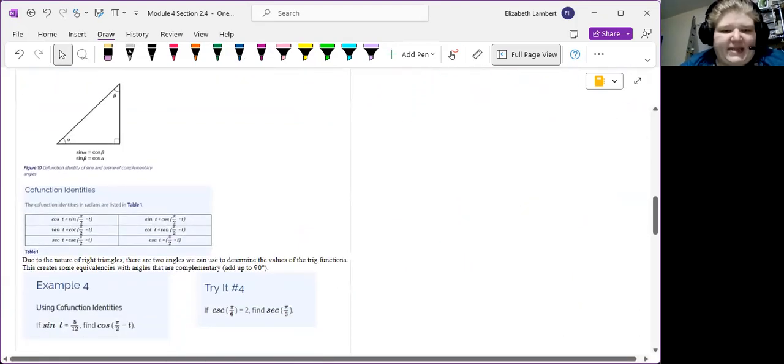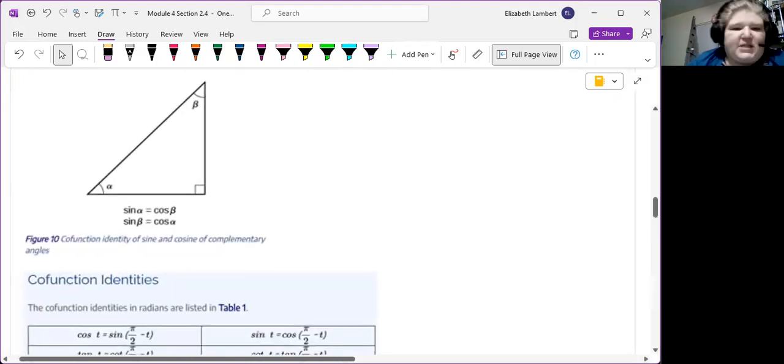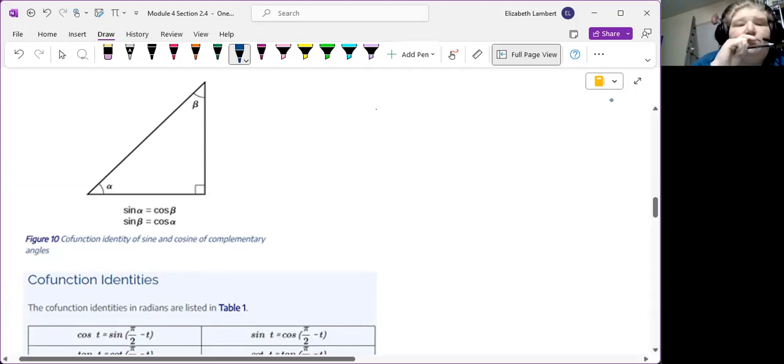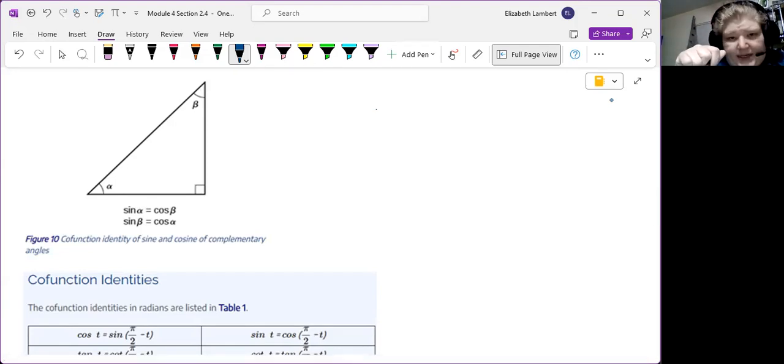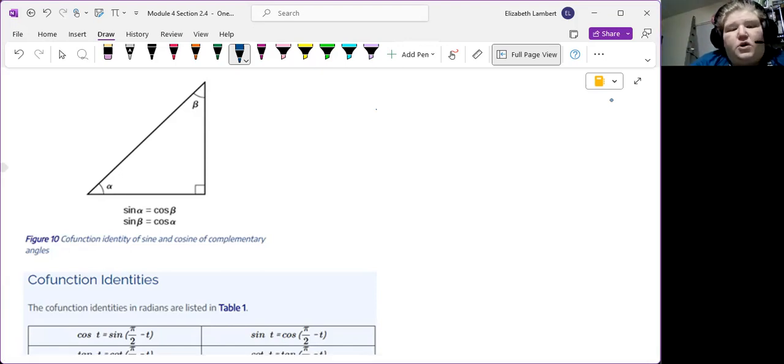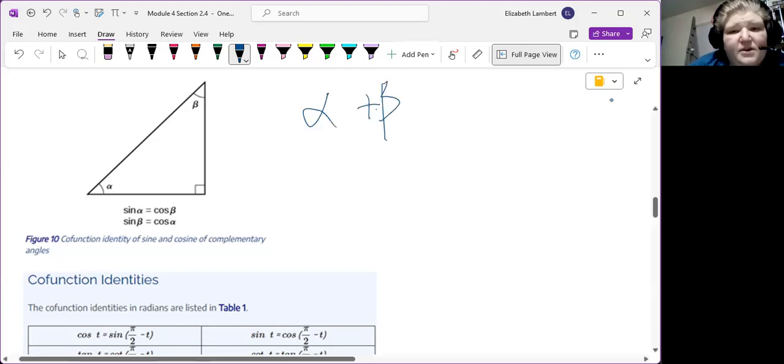All right, then here, this is rather silly, but it's talking about complementary angles. So in a right triangle, I write my alpha, and then I label the other angle beta. I know all three angles in a triangle add up to 180 degrees because it's a flat triangle. And I know one of the angles is 90. So alpha and beta here add up to 90 degrees.